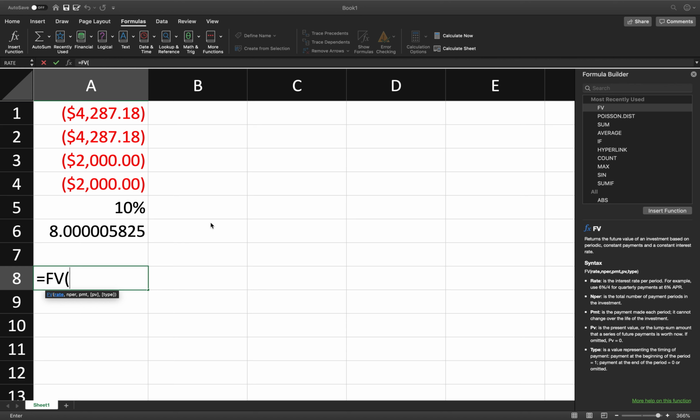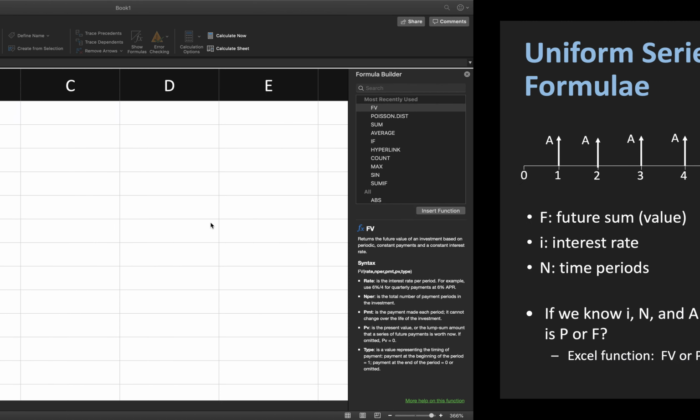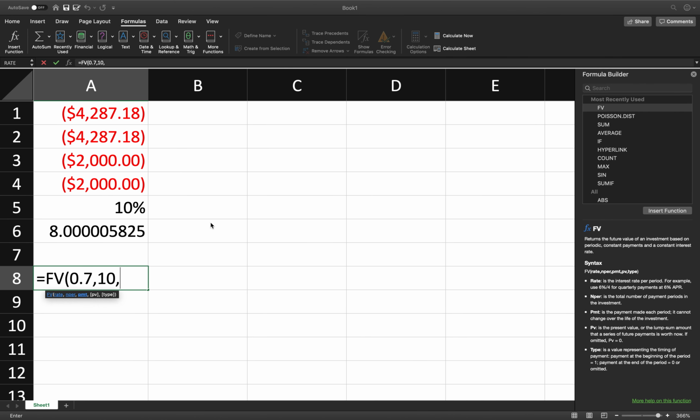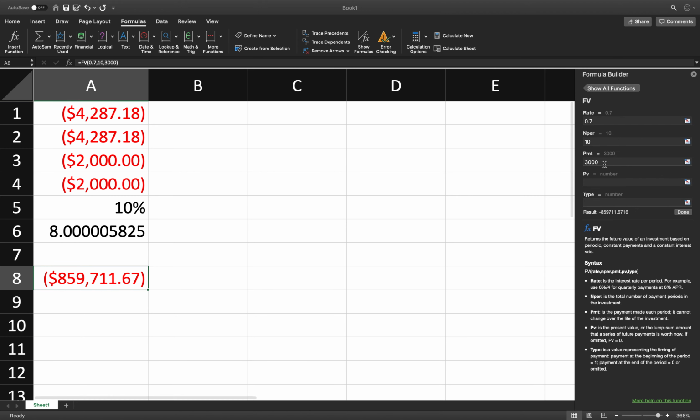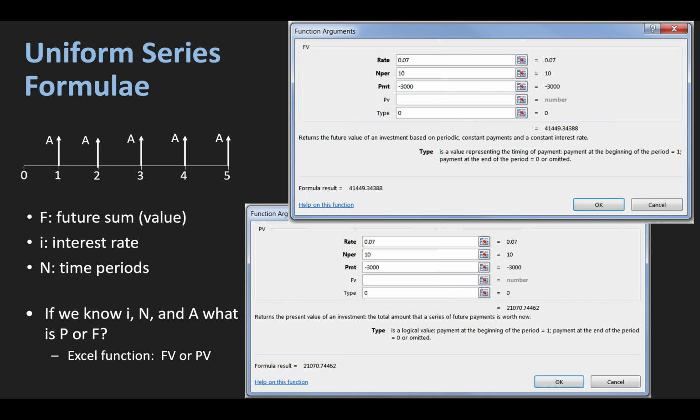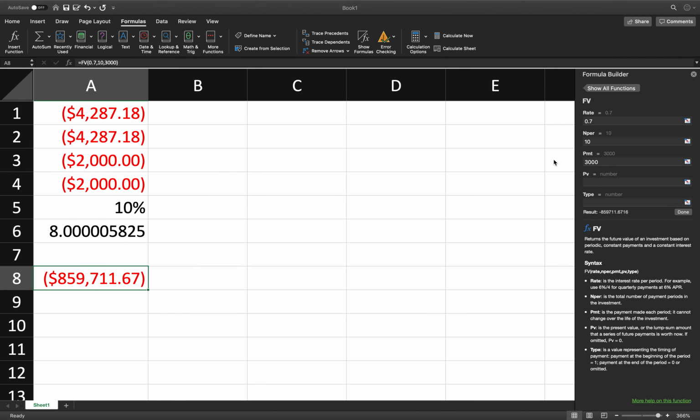So rate is 0.07, period is 10, PMT this time is how much? $3,000. And that's it, right? Oh, did I do something wrong? 10 periods. Oh, the rate, I got this wrong again. This is 7%, not 70%, right? 7%, and this is the result.